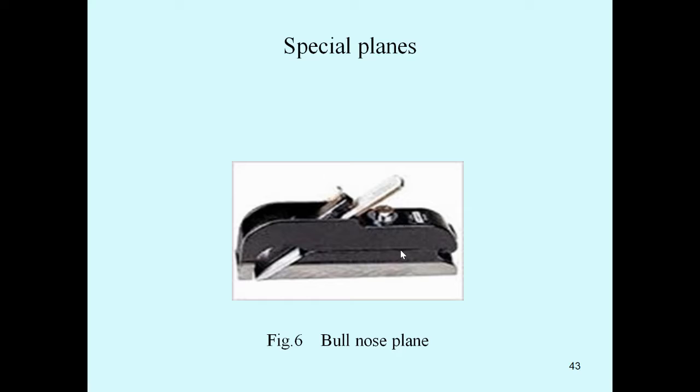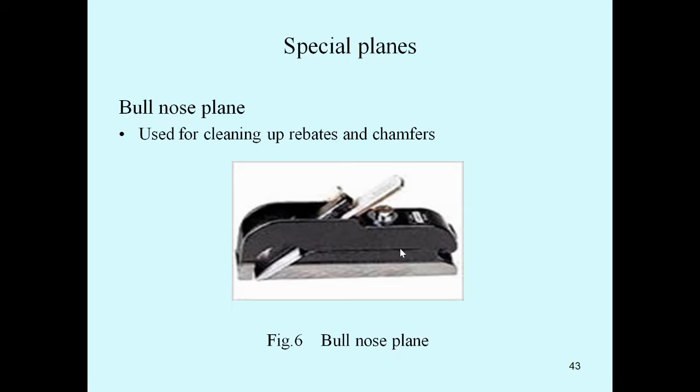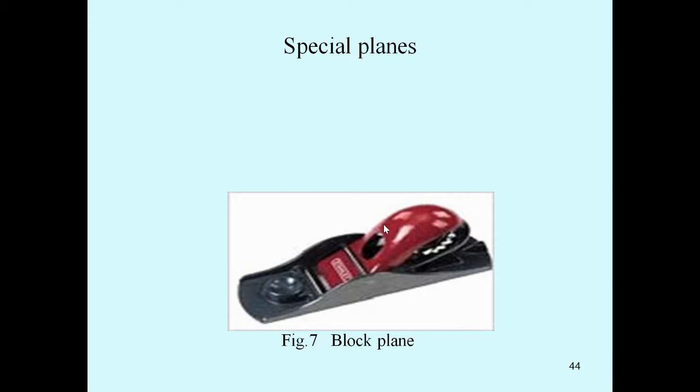Okay, next one is the bullnose plane. This is a diagram of a bullnose plane. This also comes under special types of planes. It is used for cleaning up rebates and chamfers, that is, recessed material. The next one is the block plane. This is the diagram of a block plane.